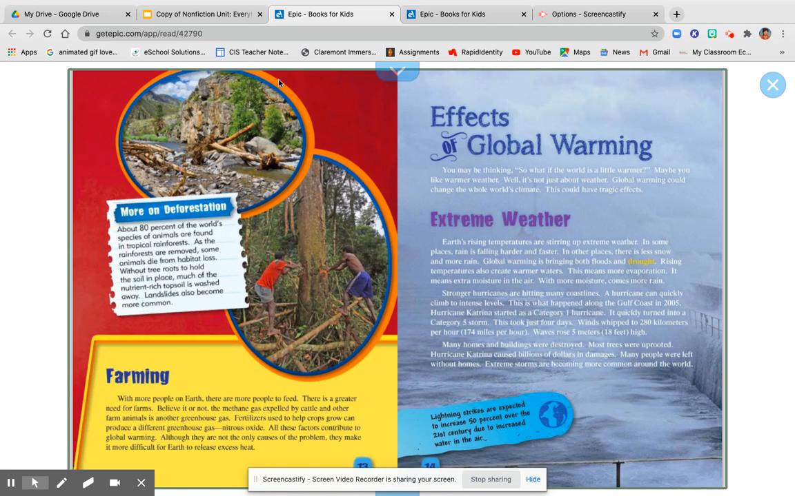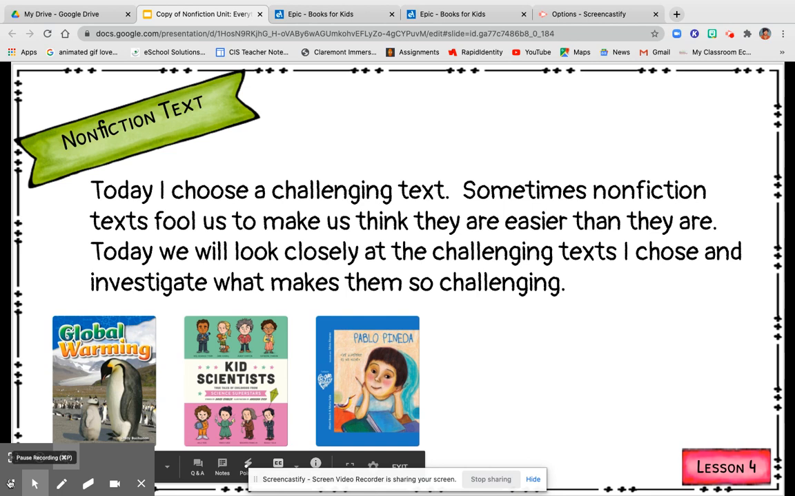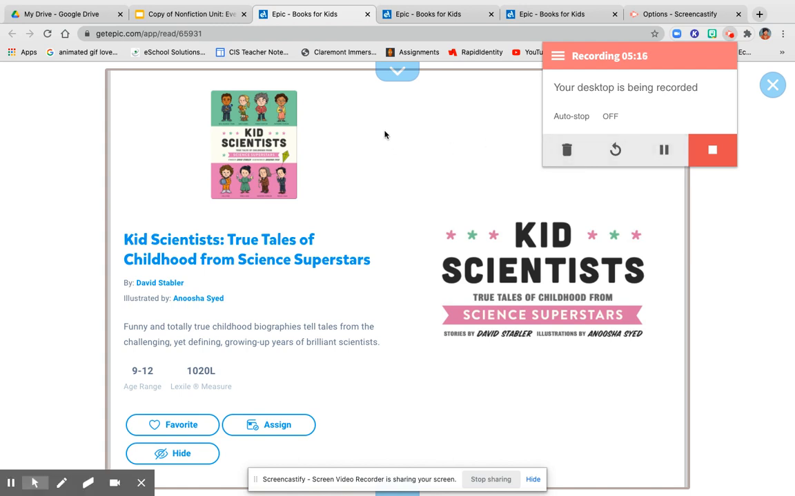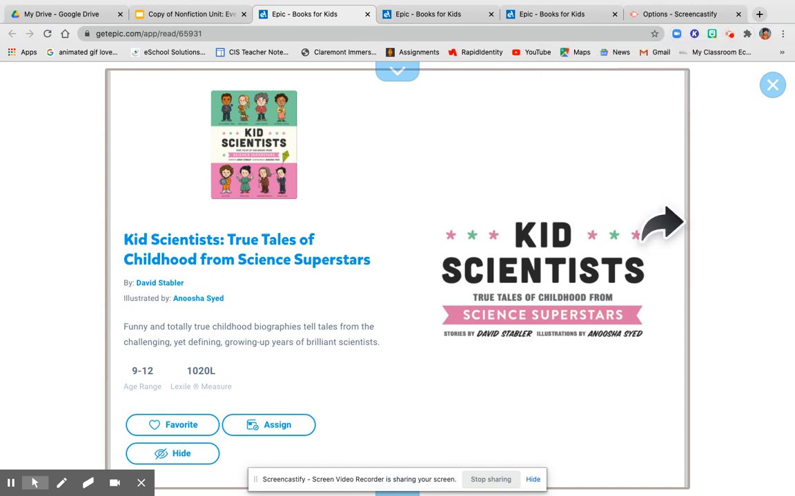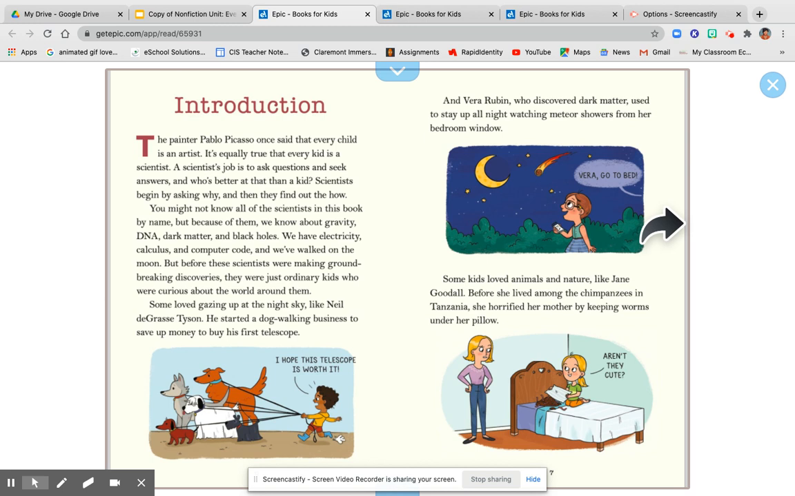Okay. The next book that I want to show you is called Kid Scientist. Let's take a look at that. Kid Scientist, True Tales of Childhood from Science Superstars. So first of all, it had a catchy title. It has an introduction. It doesn't have a table of contents. So it looks like a regular book would look.